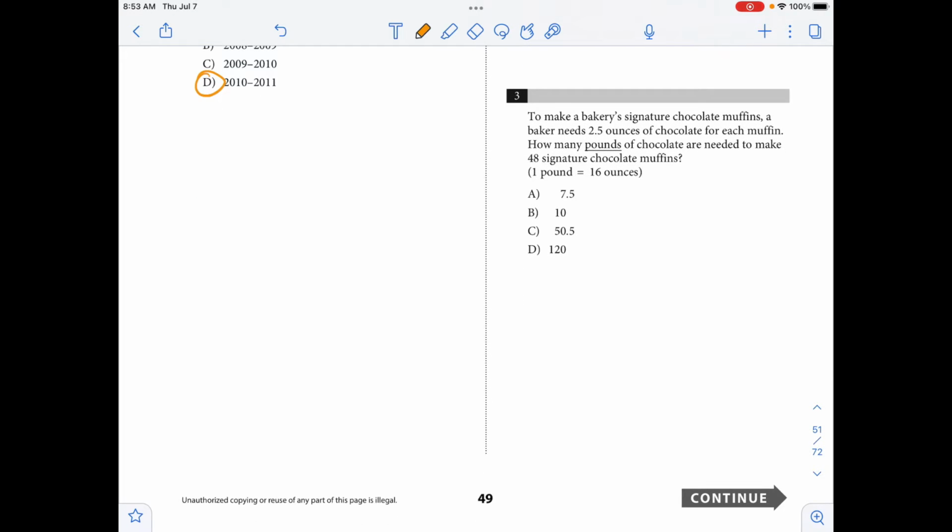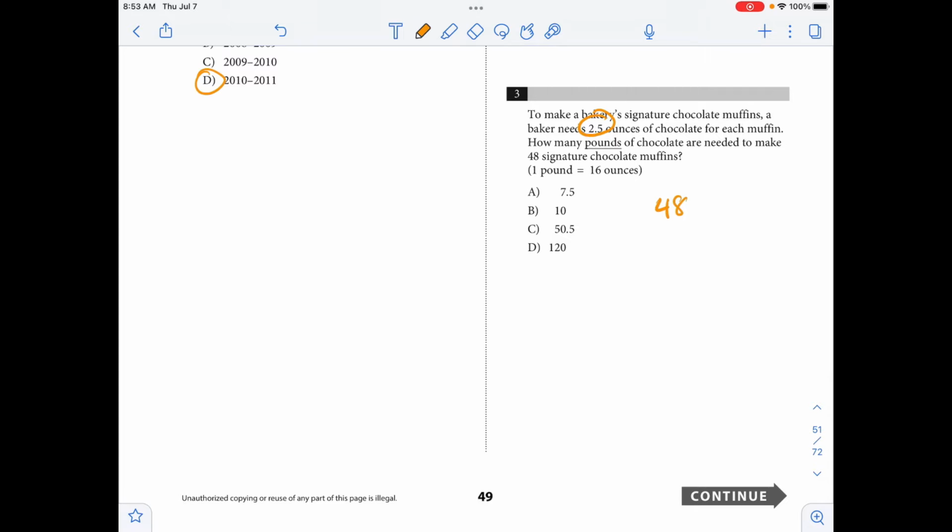Okay? The next one says, to make a bakery's signature chocolate muffins, a baker needs 2.5 ounces of chocolate for each muffin. How many pounds of chocolate are needed to make 48 signature chocolate muffins? What we need to realize is that it says 2.5 ounces of chocolate are needed for each muffin. So first what we need to do is 48 times 2.5. That's going to give us 120 ounces total, because we have 48 muffins and 2.5 for each.